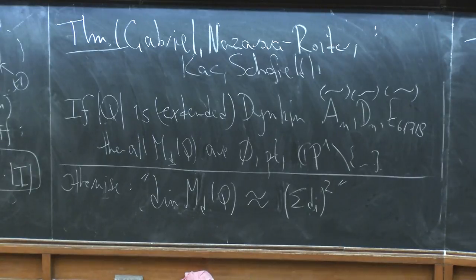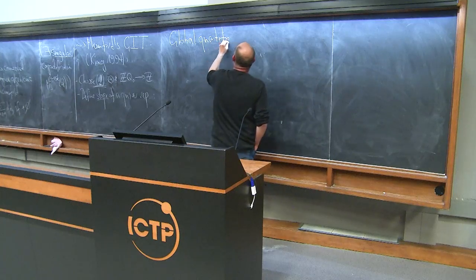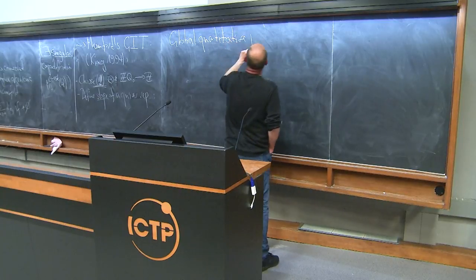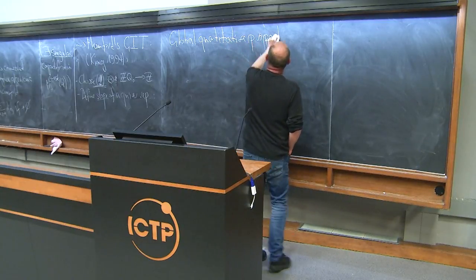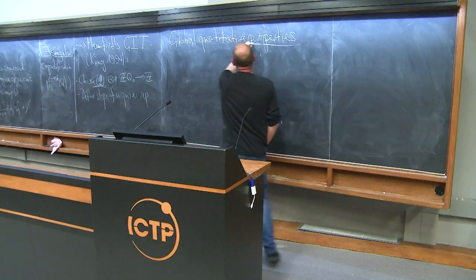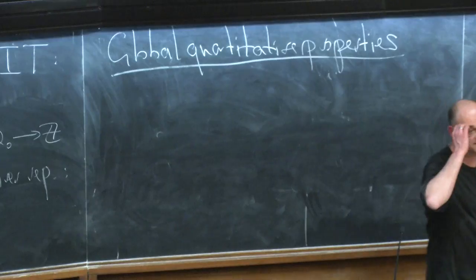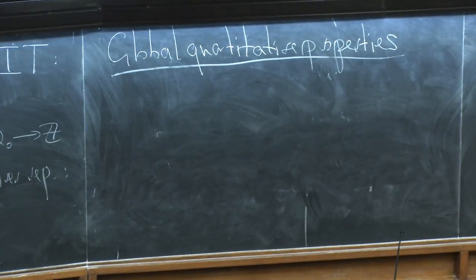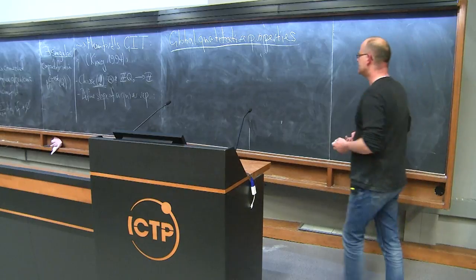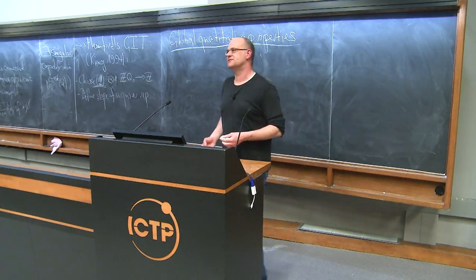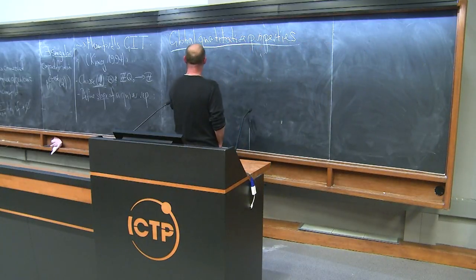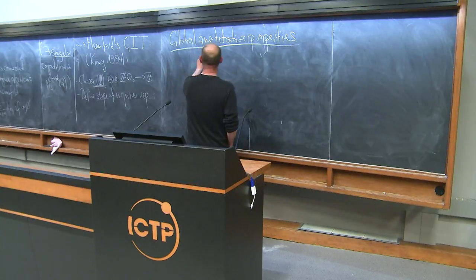We can, or this is at least what I did in the last years. We want to study global quantitative properties of these moduli spaces. Quantitative properties means compute certain numbers out of these spaces. Compute topological invariants. So what is a good topological invariant? Well, let's take Betti numbers.